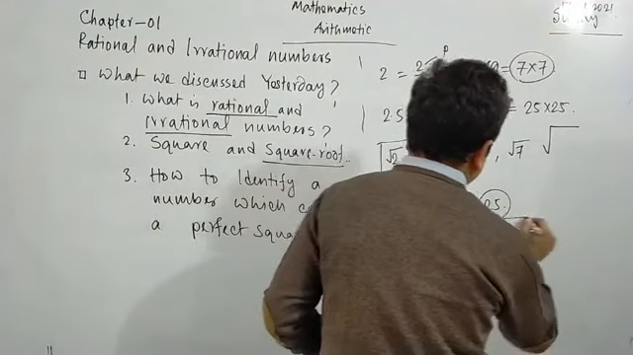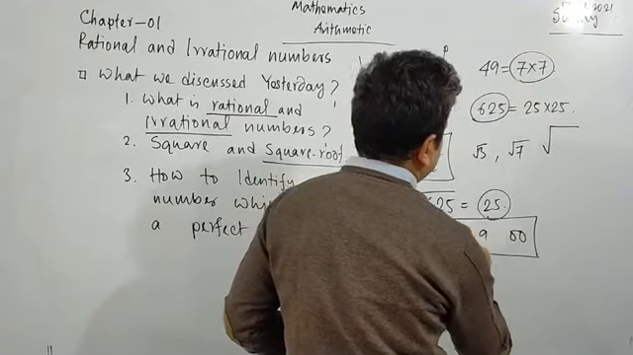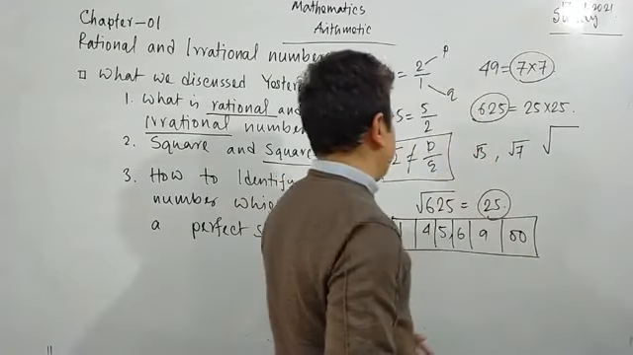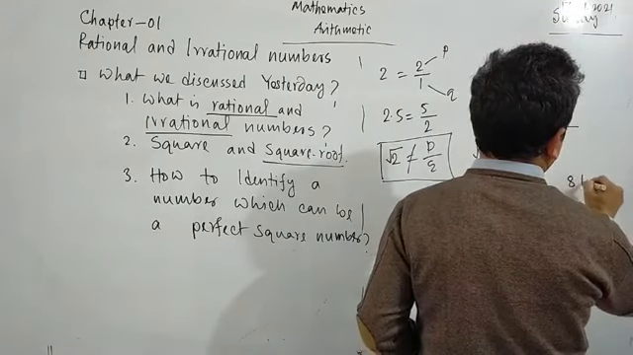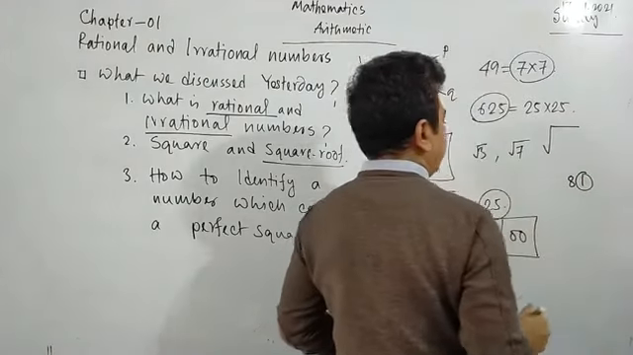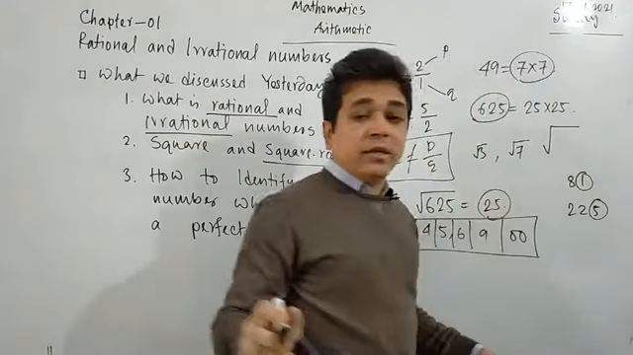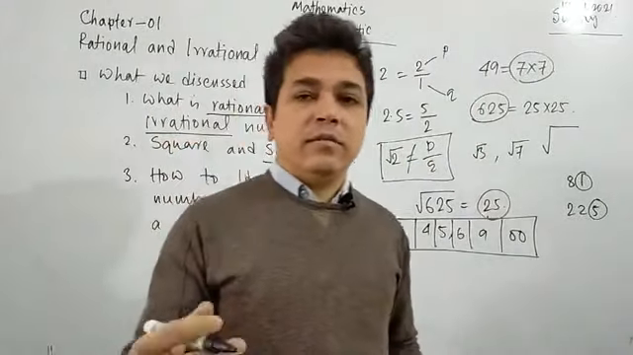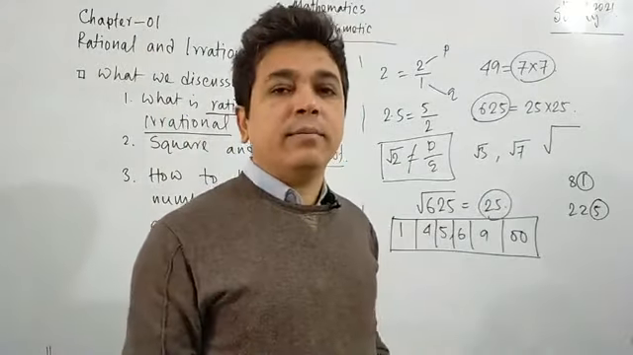So when you get any of these digits at the unit place of a number, for example 81, here is 1, or 25, here is 5, we can say this number could be a perfect square number. But not 100% sure.